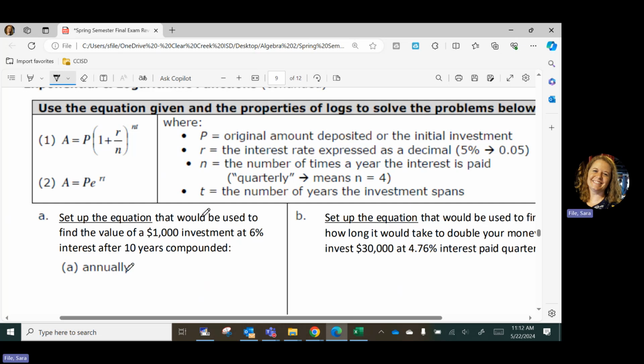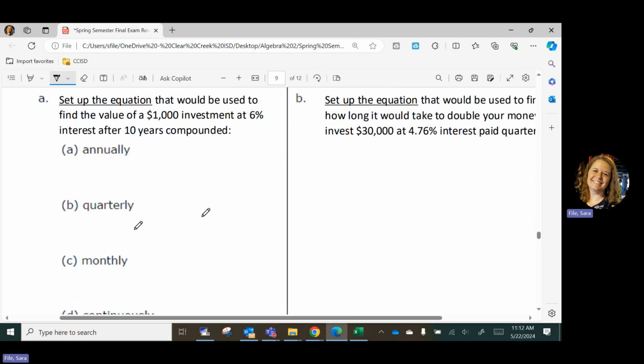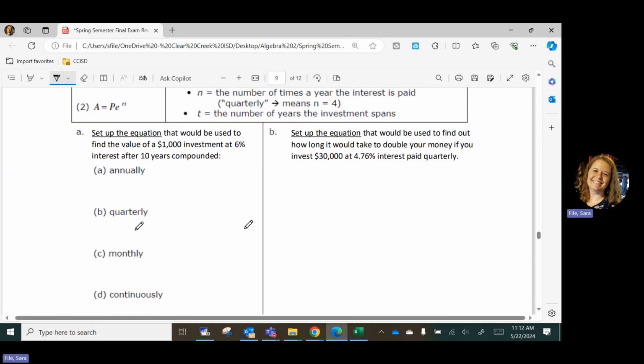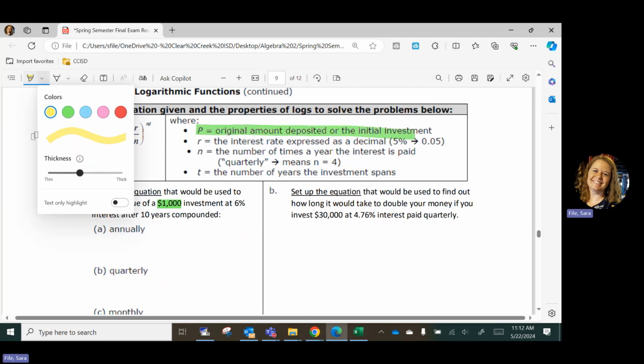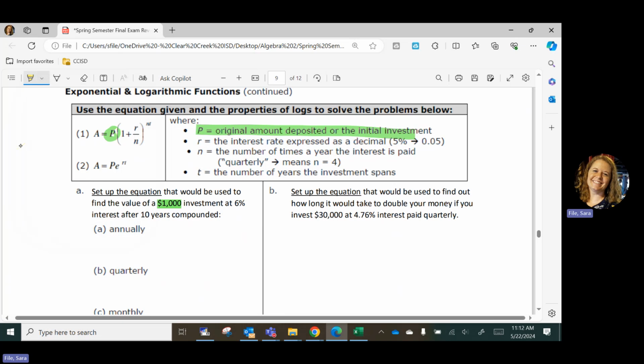And so the different ones are at different frequencies of compounding. So here, I'm going to do some highlighting for us. Okay, so the initial amount, the principal, is 1,000. That's going to go in for P. The time is 10 years. That's T.